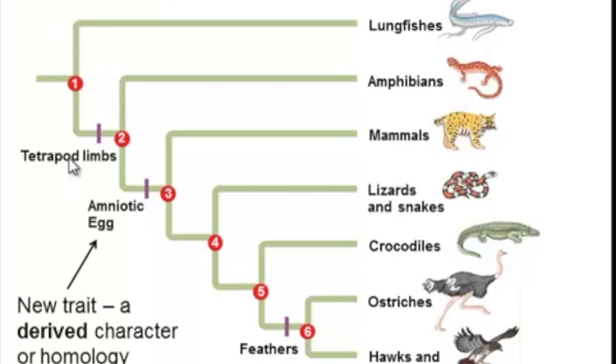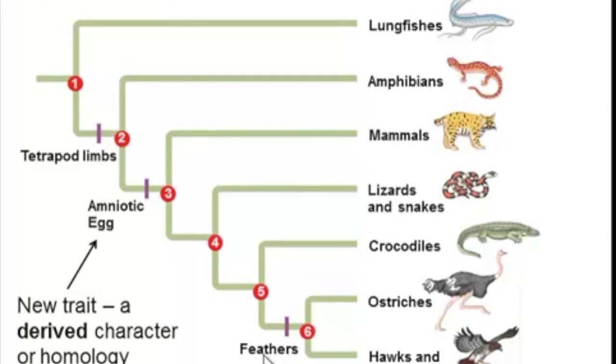Tetrapod limbs is another derived character, but this is shared by amphibians, mammals, lizards, snakes, crocodiles, ostriches, and hawks and birds. So depending on the number of homologies, we can group organisms together based on their relationships. Here we see that ostriches, hawks, and other birds are the only groups to share this particular derived character, feathers.